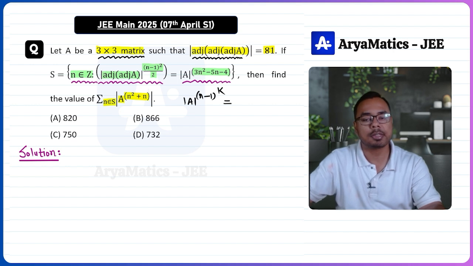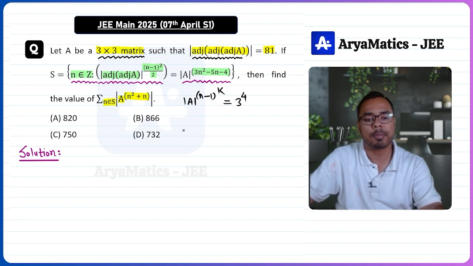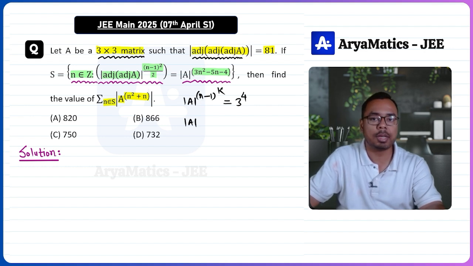And this is given as 81, so this we can write as 3 raised to 4. Now determinant of A raised to n minus 1, so n is 3, that means n minus 1 will be 2, and adjoint we have 3 times, so 2 raised to 3, right? k will be 3 and n is also 3, so 2 cube, that will be 8, and this is 3 raised to 4, right? So determinant of A raised to 8 is 3 raised to 4.